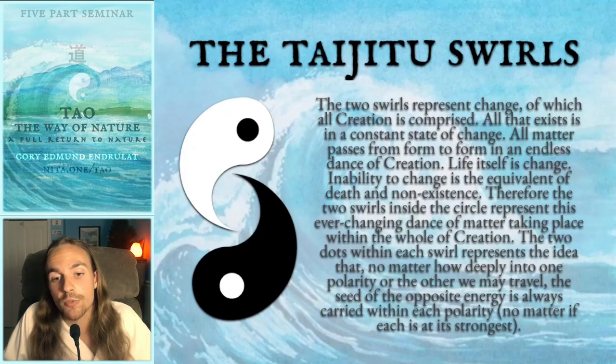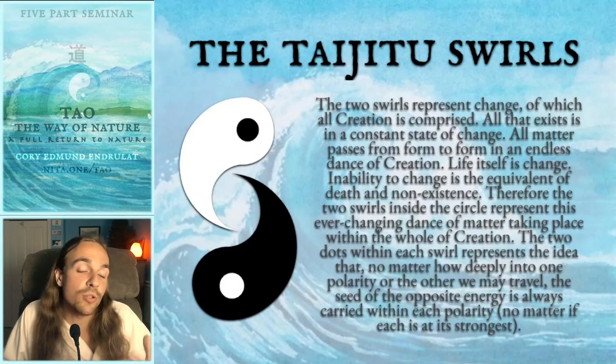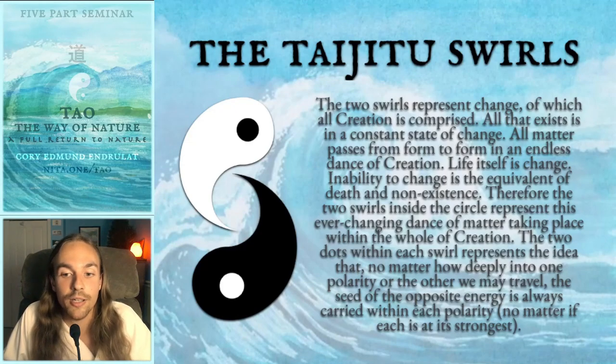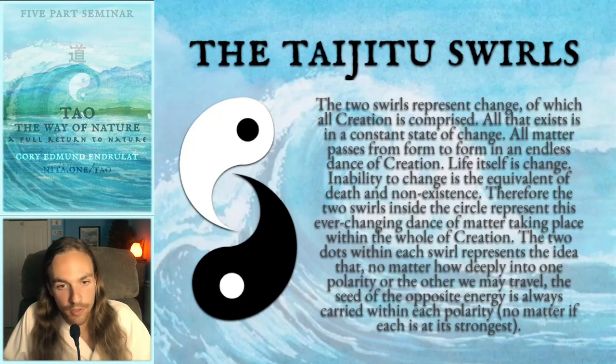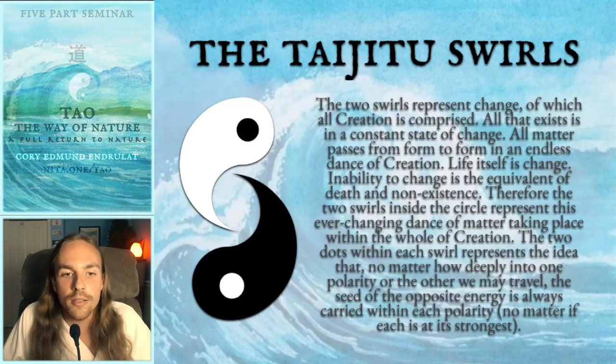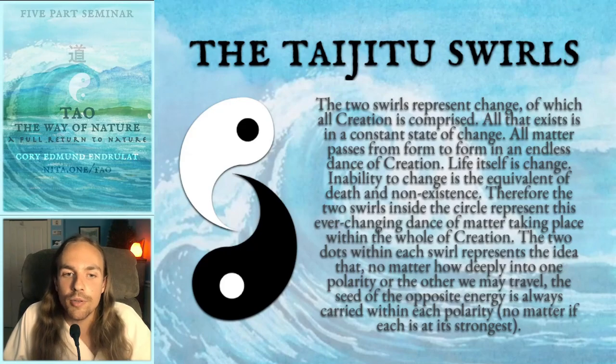The two dots within each swirl represent the idea that no matter how deeply into one polarity or the other we may travel, the seed of the opposite energy is always carried within each polarity, no matter if each is at its strongest. So say you look at the yin-yang symbol and these swirls. Let's say the white part becomes bigger than the black part. Well, you have an extreme taking place. The yang is taking over the yin, essentially.